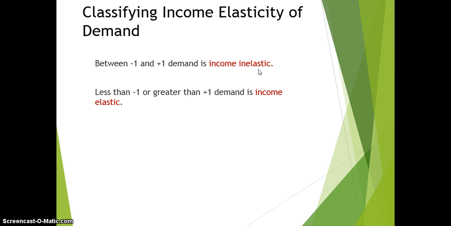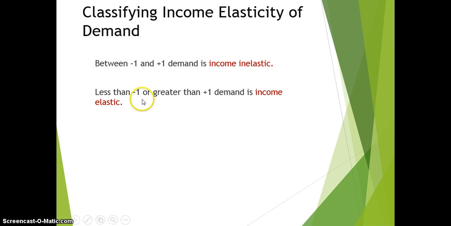I'll use the example toothbrush. Toothbrush is an income inelastic product. It doesn't matter if you're the richest person in the world or one of the poorest. You only need one toothbrush. So it doesn't matter if you're super rich, you're still only going to buy one. Your demand for toothbrush is probably only going to be one. You may hire someone to brush your teeth for you, but you still only need one toothbrush at a time.